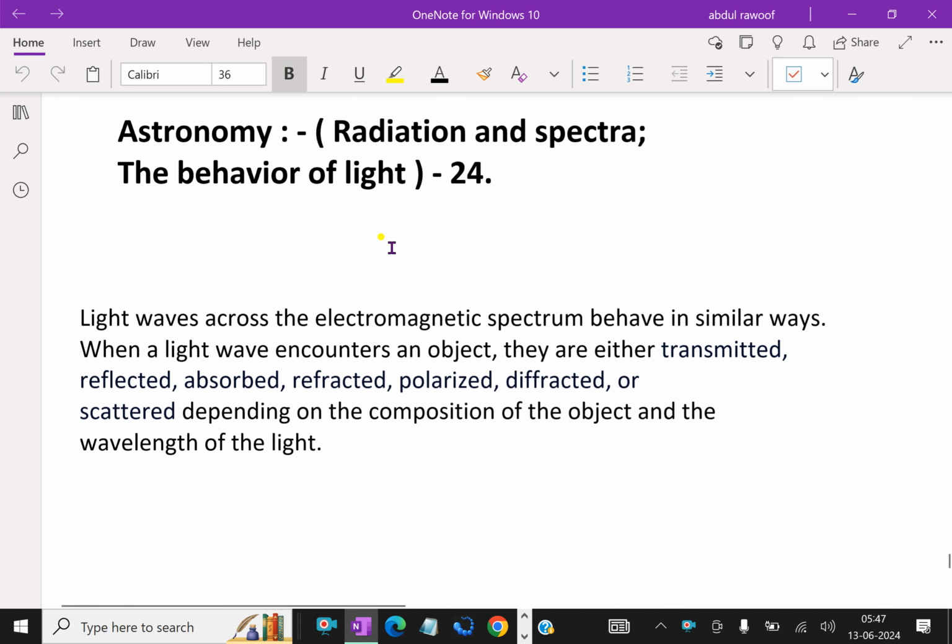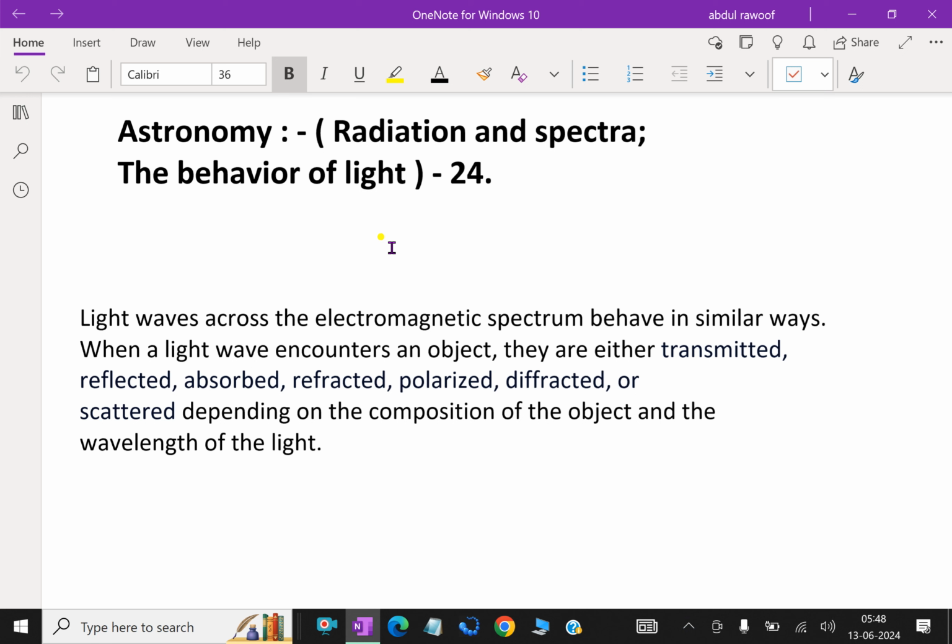In astronomy, let us discuss radiation and spectra, then the behavior of light. The visible light and other radiation we receive from the stars and planets is generated by processes at the atomic level, by changes in the way the parts of an atom interact and move. Thus, to appreciate how light is generated, we must explore how atoms work.